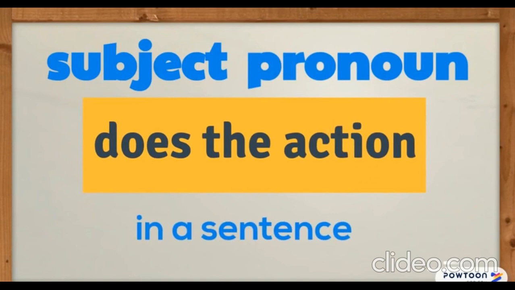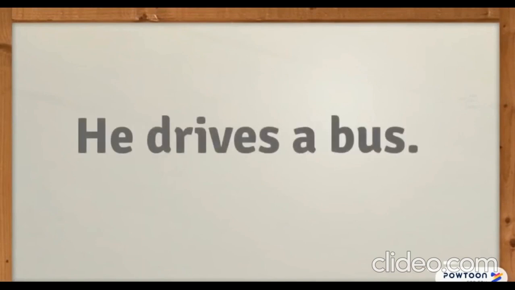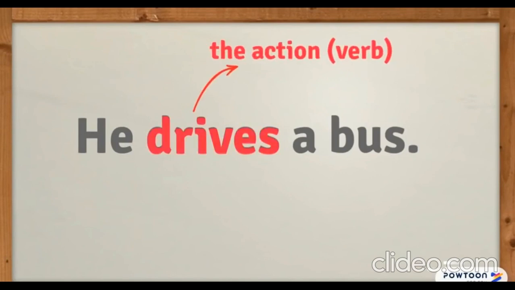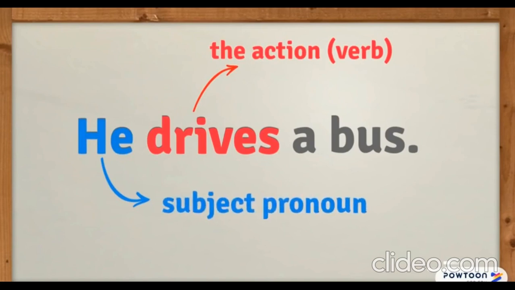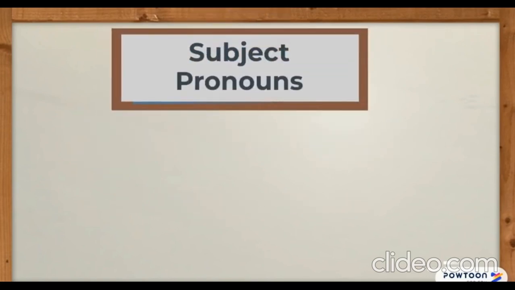Again, subject pronoun does the action in a sentence. اللي هو بقوم بالverb. He drives a bus. Drives, هي الverb, هي الaction. And he is the subject pronoun اللي بقوم بالverb. هو, he. سميناها subject pronoun. هاي يعني كreview. نعيد على subject pronoun حتى نميزهم أكثر.